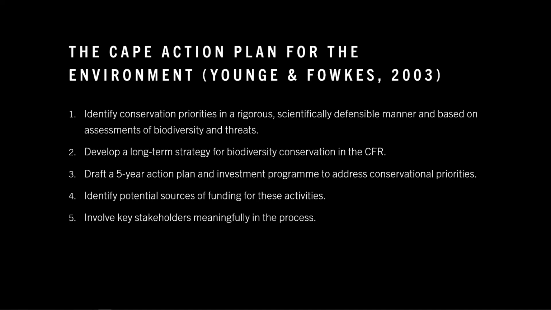But I actually compiled the step-by-step to creating an action plan from this particular publication, the CAPE Action Plan for the Environment by Young and Fawkes, which is also available in our classroom. The CAPE Action Plan for the Environment consists of 5 goals. The first is to identify conservation priorities. Second is to develop a long-term strategy for diversity conservation, and then draft a 5-year action plan and investment program for conservation priorities. Then identify potential sources of funding for conservation activities, and the last one is to involve the key stakeholders meaningfully throughout the conservation process.